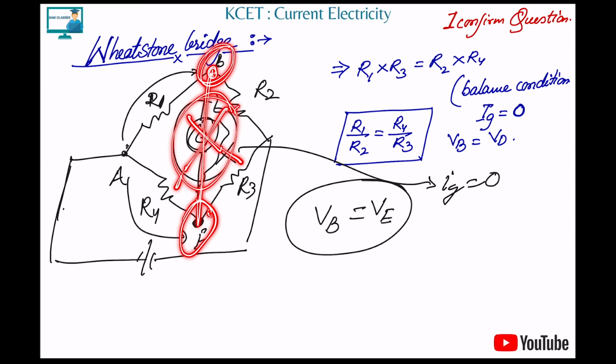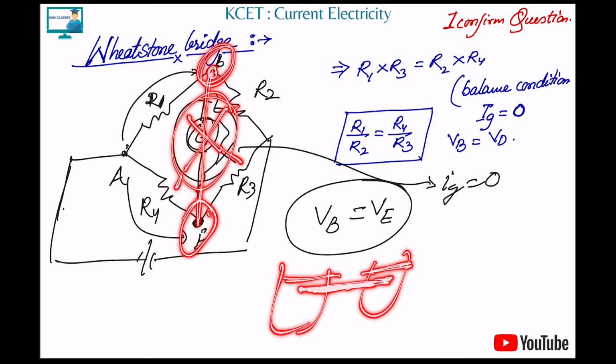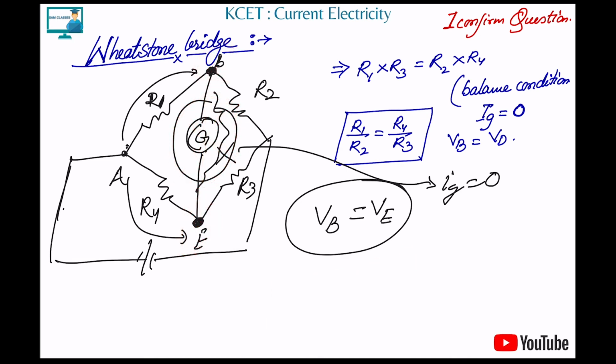If potential is the same, let's say two jugs are there and the water is fully filled. You connected a hole and a pipe between them. Will anything flow at the same height? No, there is no pressure difference. So if there is no difference in the potential, why will electrons go from here to here? Nobody will go.